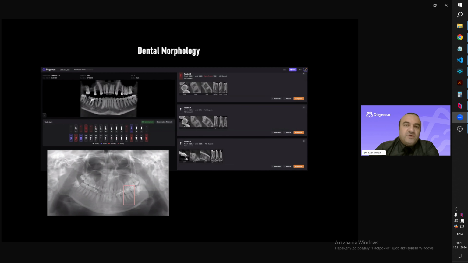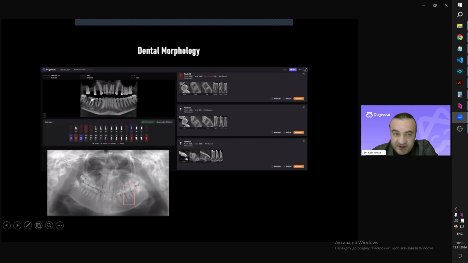But right now, we have the capability to diagnose the extra roots and to visualize the root canal morphology precisely, not just from 2D imaging, but also from 3D imaging as well. Here is an example for this, a CBCT volume, the OPG reconstructed from CBCT, and you can see the morphology was given by the DiagnoCAT as a report to the dentist.